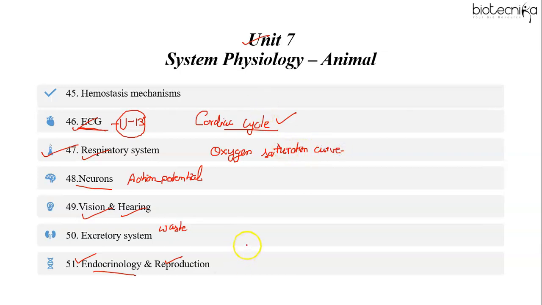So all these topics are important from Unit 7. Then the next unit is Unit 8, Inheritance Biology, which is all about genetics. So always start with the basics of genetics. Study the Mendelian principles and their extensions. Study the concept of dominance, the principle of segregation, and independent assortment.